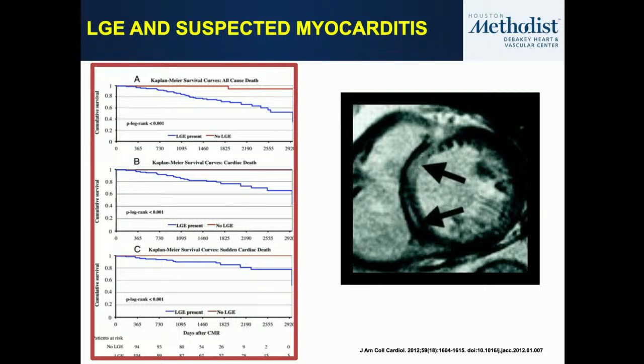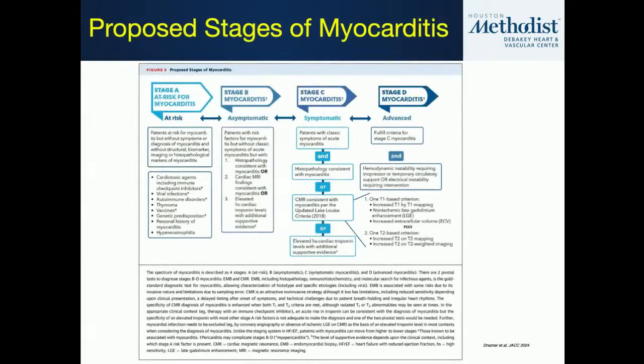And then I think also importantly in myocarditis patients, there are now multiple series that have shown not only is MRI useful from a diagnostic standpoint, but also from a prognostic standpoint as well. This is a series of patients that presented with suspected myocarditis. If they had evidence of LGE, the prognosis in these patients was much worse compared to those patients who came with suspected myocarditis but had no evidence of LGE on cardiac MRI scanning.